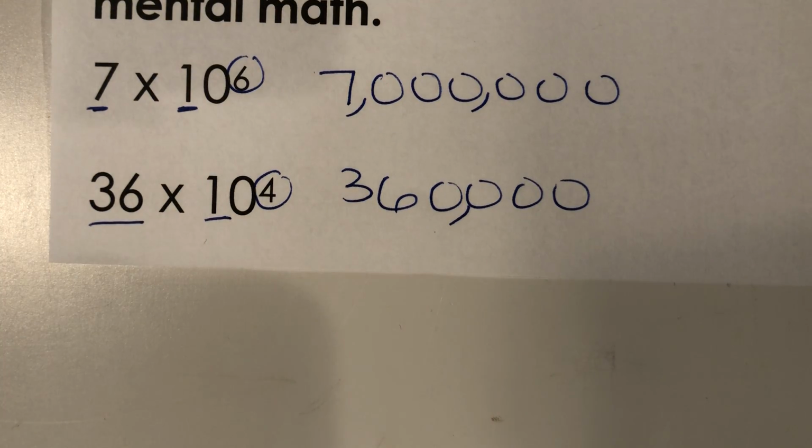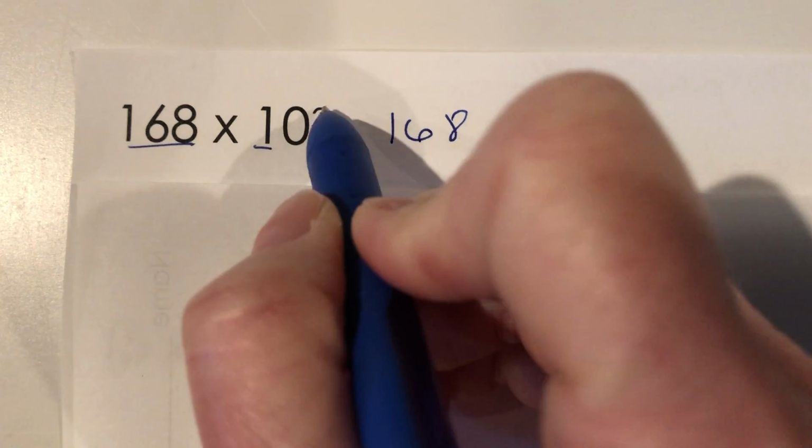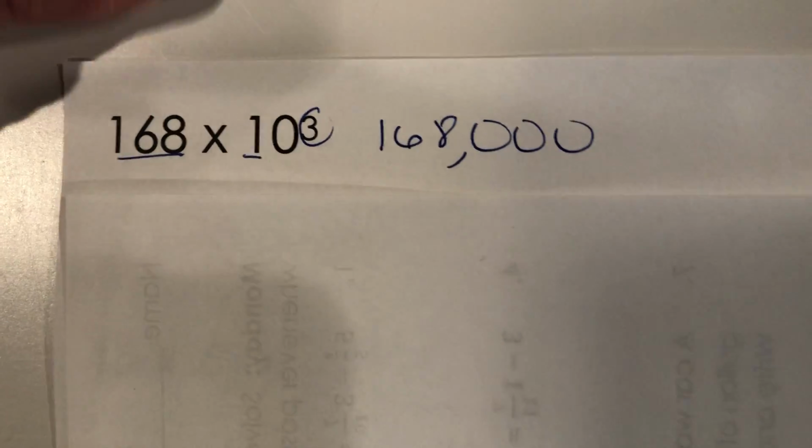We're not done. There's plenty more. All right, erase your boards. Same thing, I want you to evaluate this. Please tell me what this is equal to. Press play when you are ready. So 168 times 1 is 168, and this 3 tells me I will have 1, 2, 3 zeros after it, so 168,000.